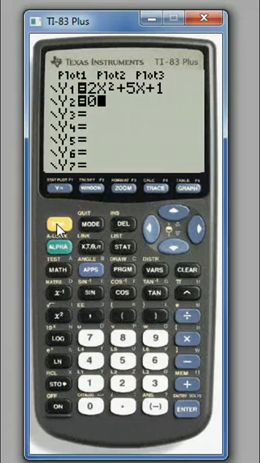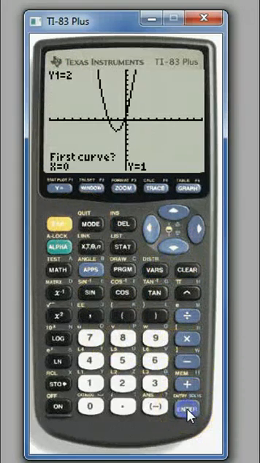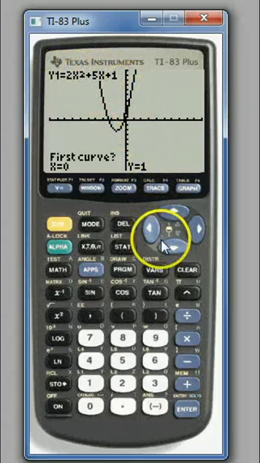So I'm going to then go and pick calculate. See where it says calculate right up here? So I'm going to hit second and then calculate. And I'm interested in number 5, intersect. So let's move down there, hit enter. And then notice it'll say first curve and second curve. Now this one's right on where I want it to be, and it doesn't really matter, but it tells you which curve it's on. So this one says it's on the quadratic right now.